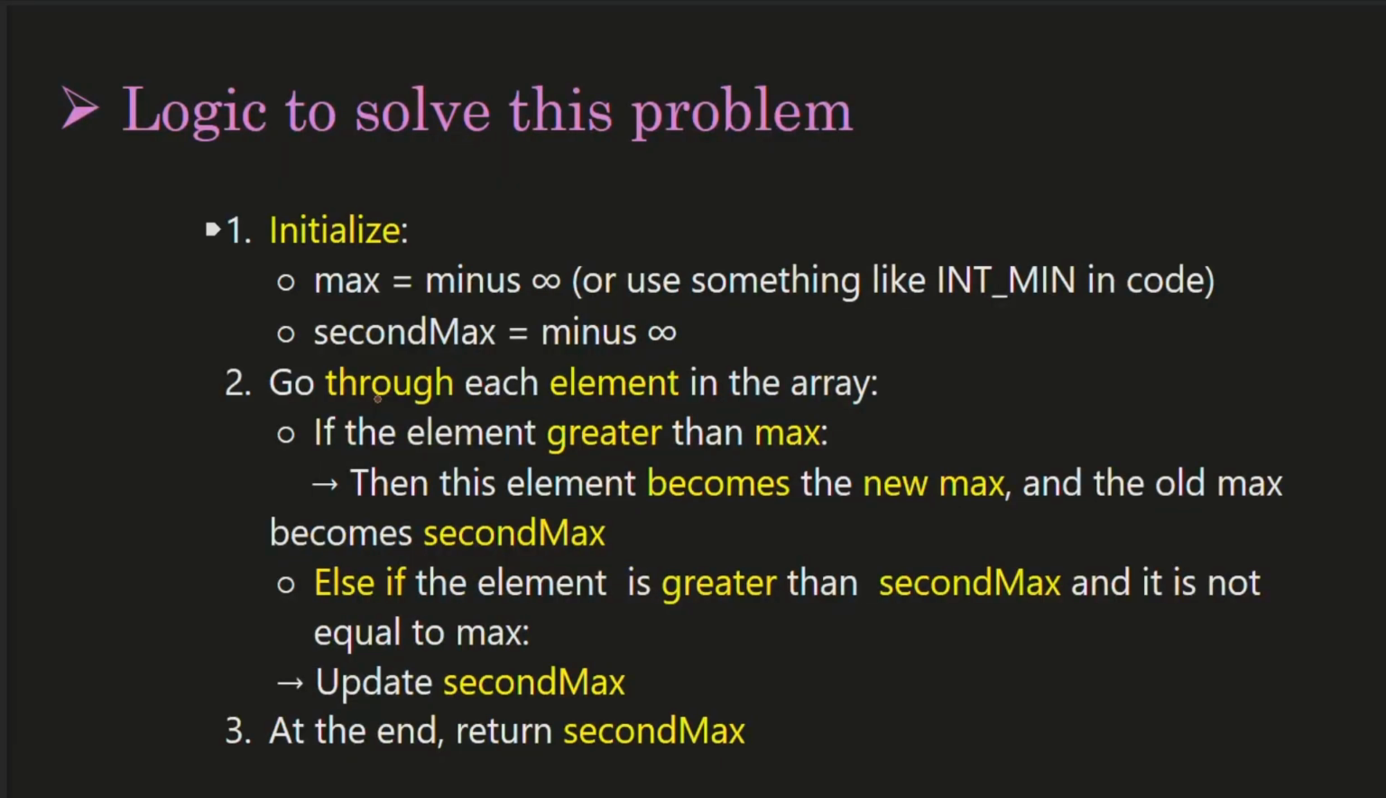Let's see the step-by-step logic. Initialize. Max equals minus infinity, or use something like INT_MIN in code. Second max equals minus infinity. Go through each element in the array. If the element is greater than max, then this element becomes the new max, and the old max becomes second max. Else, if the element is greater than second max and it is not equal to max, update second max. At the end, return second max.